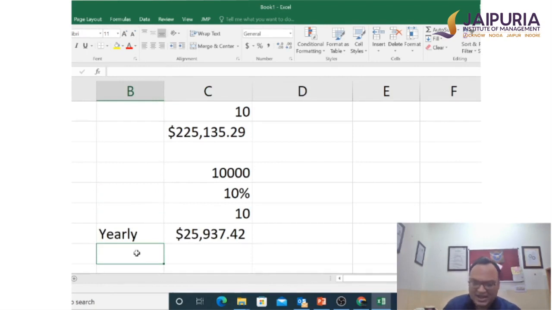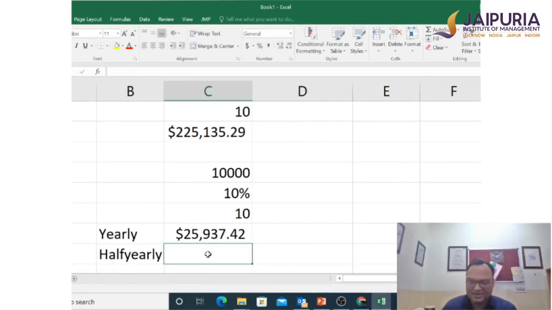Now let me do this if this transaction is happening in half yearly mode. So if I'm doing this in half yearly mode, let me do what has changed, which is future value, rate.